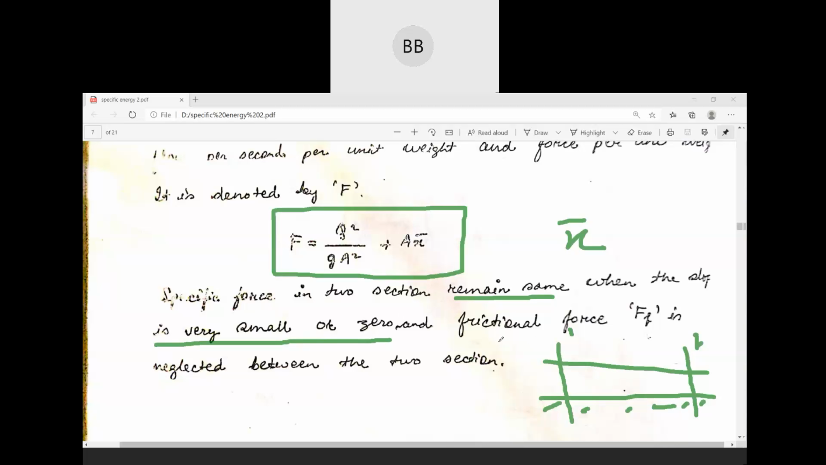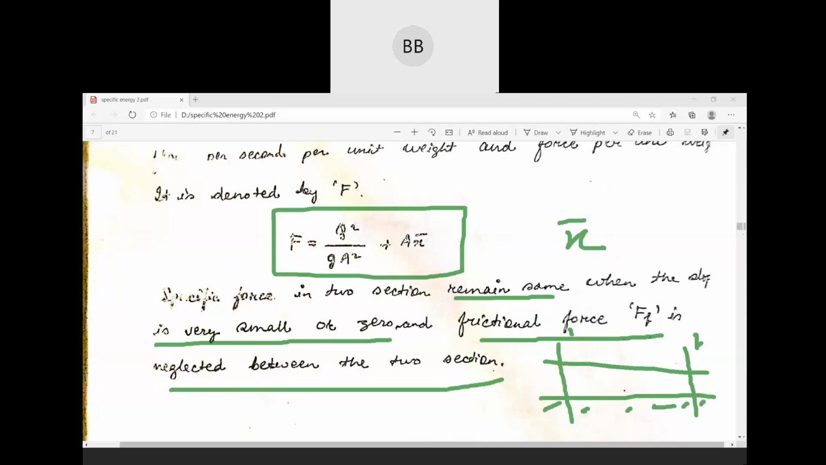Also, the friction force is neglected between the two sections. Definitely that friction force cannot be zero. Whether you consider it or not depends on you. If you neglect that friction force, then we can say that the specific force for both sections is the same. So this is all about your specific force.